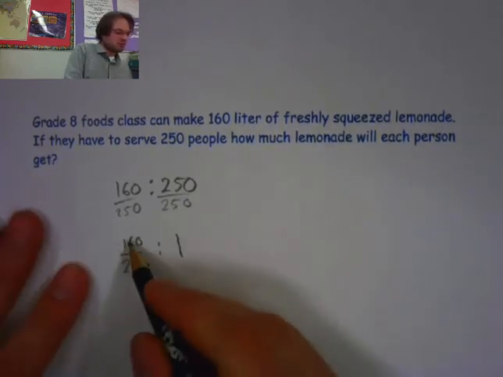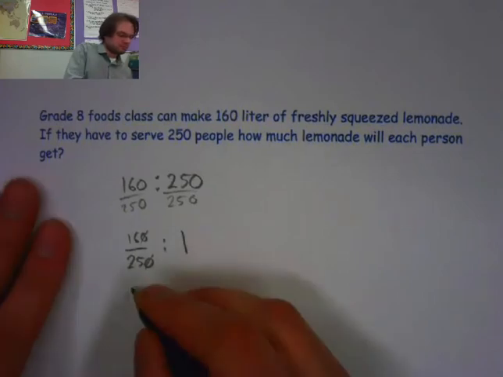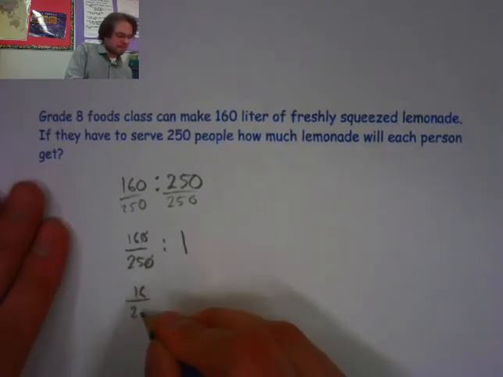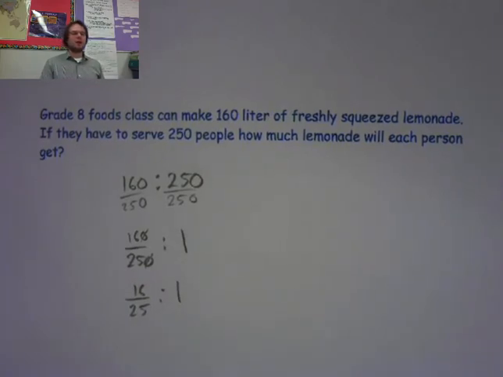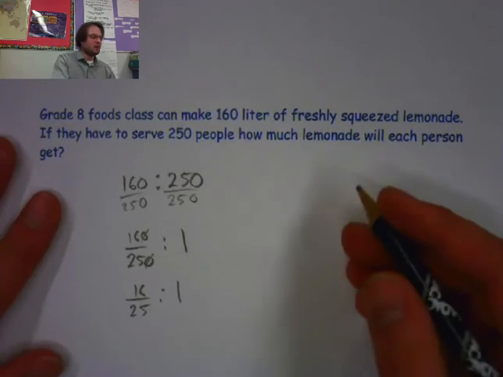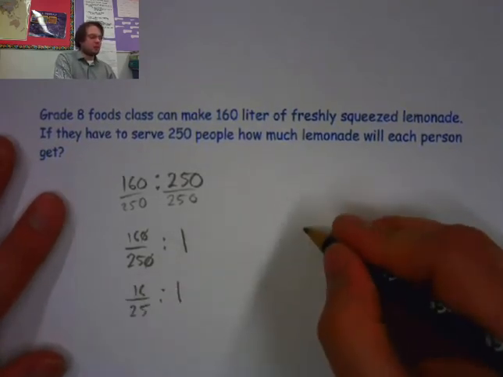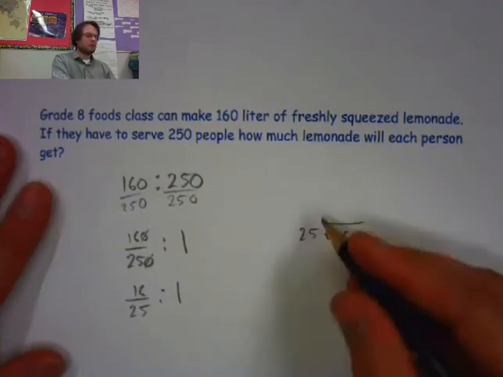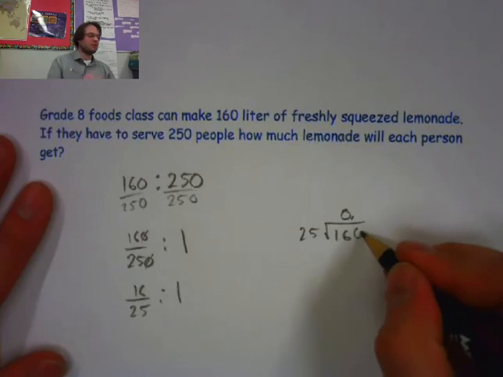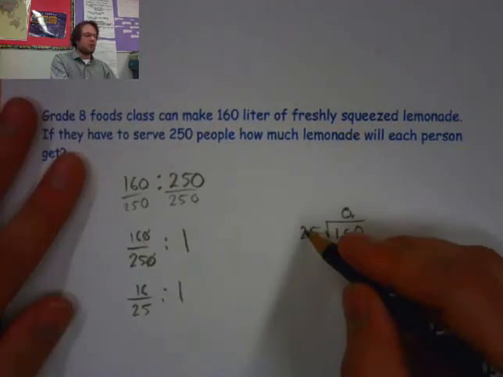Okay? So cancel us off. That's 16 over 25 to 1. All right, now we could put that in decimal form if we want, so they get 16/25, because this can't be divided by anything, or it can't be canceled down. So how many times does 25 go into 16? Well, first of all, it goes in 16 0 times, but 160, how many times does it go in? Well, I'm going to say 6 times.